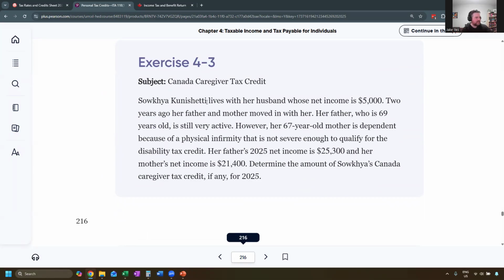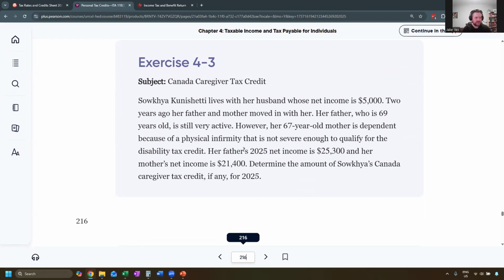Saukya Kunishetty lives with her husband, whose net income is $5,000. Two years ago, her father and mother moved in with her. Her father, who is 69 years old, is still very active, so he's doing well. However, the 67-year-old mother is dependent because of a physical infirmity that's not severe enough to qualify for the disability tax credit. We're just specifying that it's not a disability, simply an infirmity.